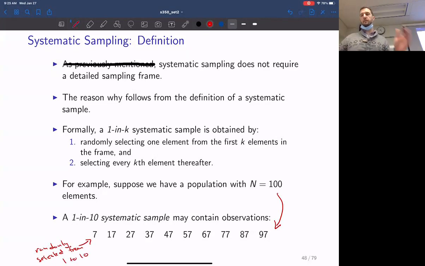And then from 7, we just counted by tens until we filled our sample, or until, in this case, we got to the point where there were no observations left. So we start at 7, add 10, and then we conclude at 97 because we only have 100 people available to us, so obviously there is no unit 107, for example.